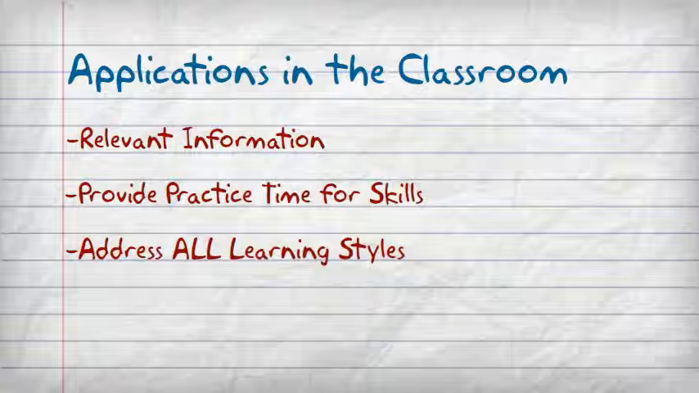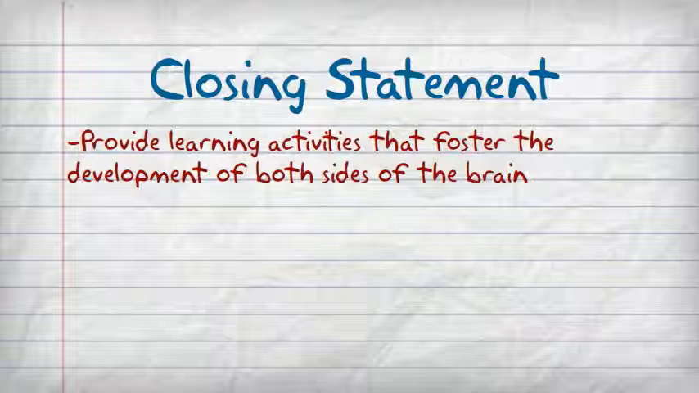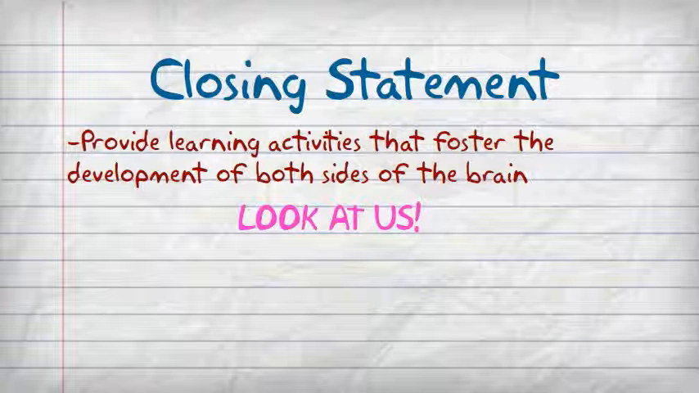It is important to make sure that activities that happen in the classroom address all learning styles, because as we have learned, some of our students are more left-brained and the others are more right-brained. It is important as educators to provide learning activities that foster both hemispheres of the brain development. Even though left and right brain people seem to be complete opposites, they do work well together. Just look at us. We are total opposites but work on almost every group project together.